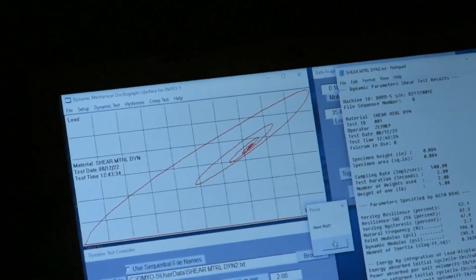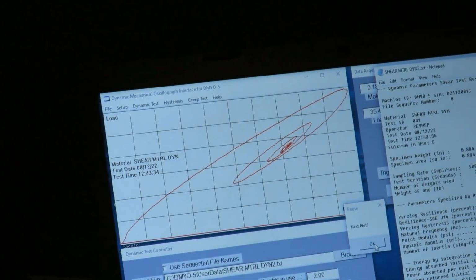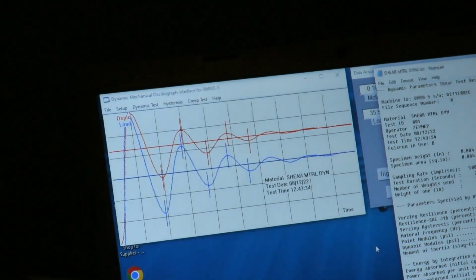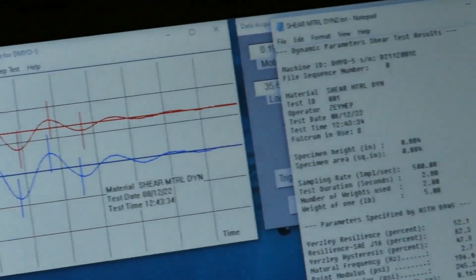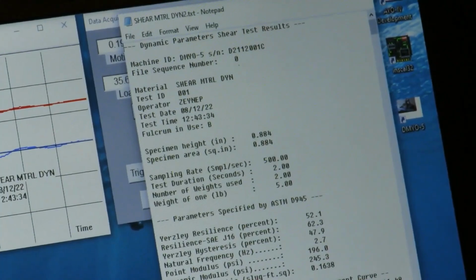The first plot is our load versus displacement plot, and it's very clear. And then the next one is load and displacement against time. Tabulation is on the right, and we see outputs from there as we did before.